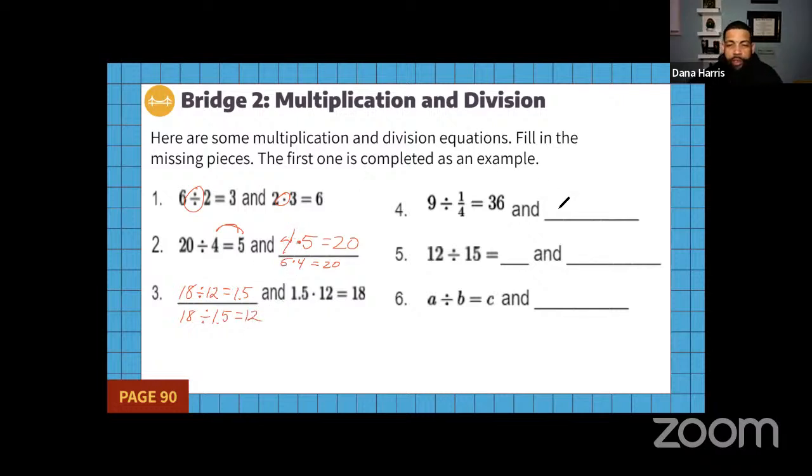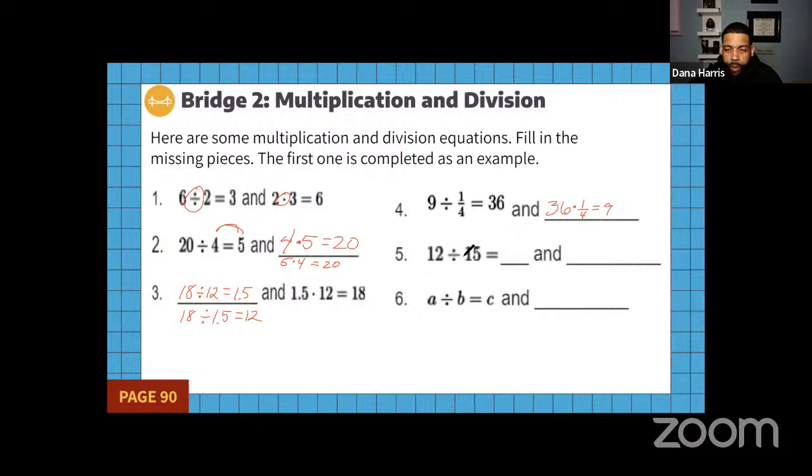Notice when I get over here, it's a little different. It says 9 divided by 1/4 equals 36. So I could say 36 times 1/4 equals 9. That one is pretty much how you would have to do that one, because 36 divided by 9 is not 1/4. Or 36 times 9 is not 1/4.